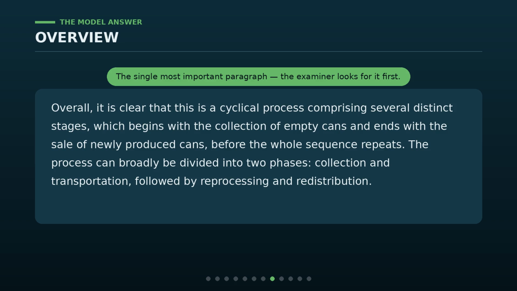Next, the overview, the single most important paragraph, and the one an examiner looks for first. Overall, it is clear that this is a cyclical process comprising several distinct stages, which begins with the collection of empty cans and ends with the sale of newly produced cans before the whole sequence repeats. The process can broadly be divided into 2 phases: collection and transportation, followed by reprocessing and redistribution. Notice there is no step-by-step detail here; that belongs in the body.